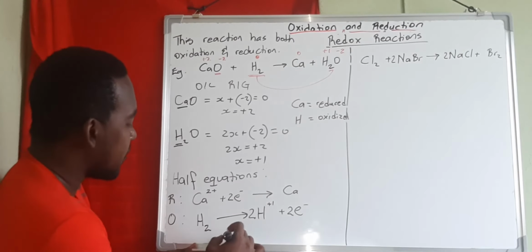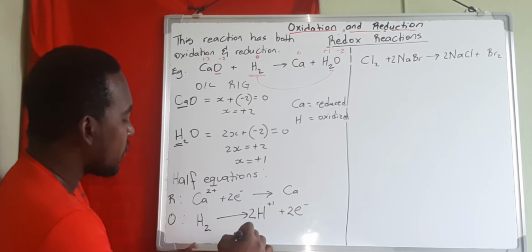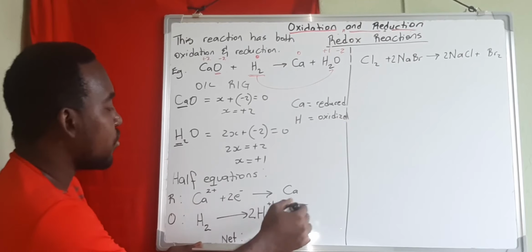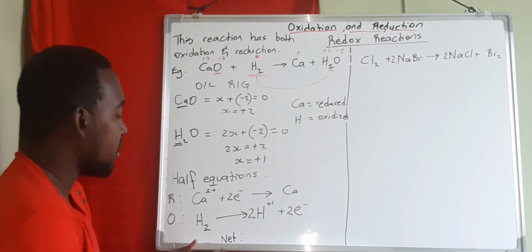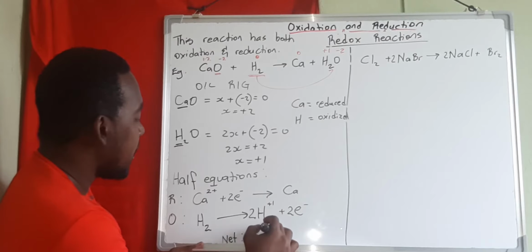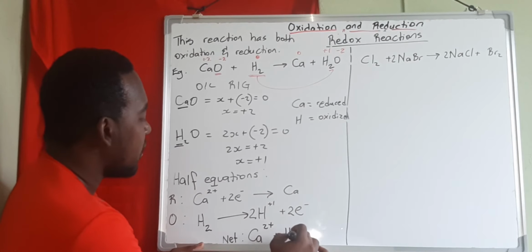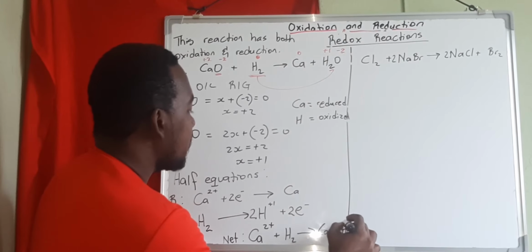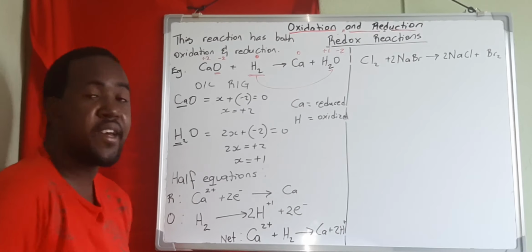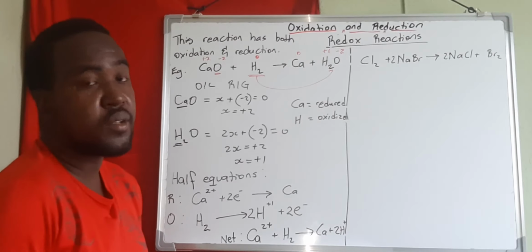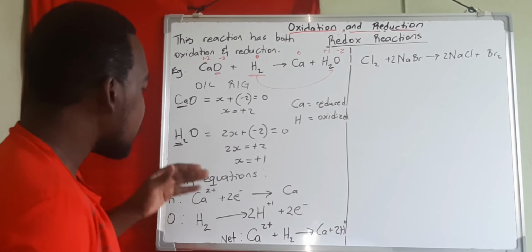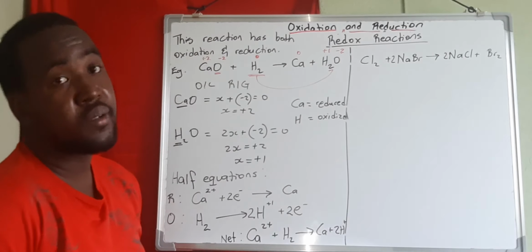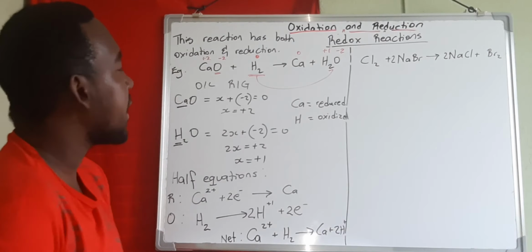So therefore the net equation would be to add both, because we have 2 electrons on both sides, they will cancel each other out. So we have the Ca2+ plus H2 to give Ca plus 2H+. And that would be your net ionic equation for this reduction reaction, right? So these are the only things that will actually be used in this chemical reaction between calcium oxide and hydrogen.